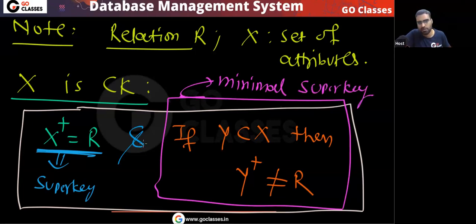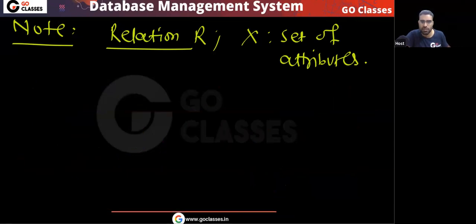Understood? So it is a super key which is minimal. So this is the idea. So this is minimal. Okay. So quite easily you can do this. Understood?